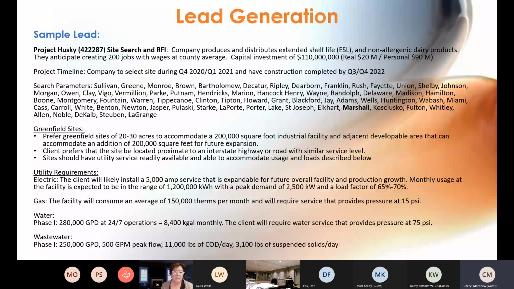And then she's also going to be looking at utility requirements. Do our sites have the necessary utilities in place, or can we get the necessary service capacity in place by the time this project comes to fruition if they choose Marshall County? So that's just some of the information at this stage in the game that your LEDO would be considering. And Laura, feel free to hop in at any time since you're on the call.